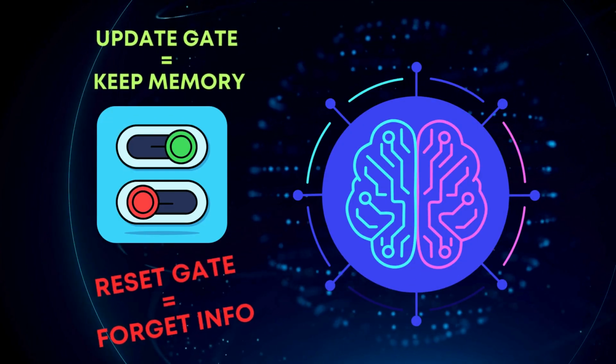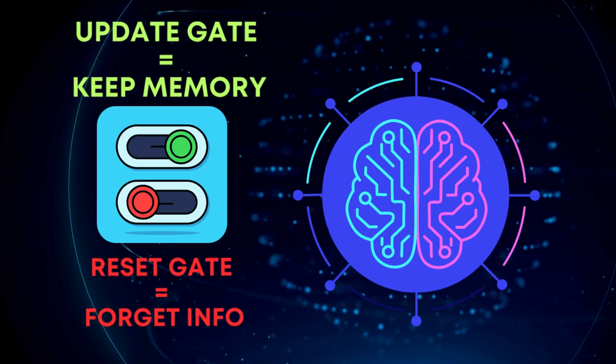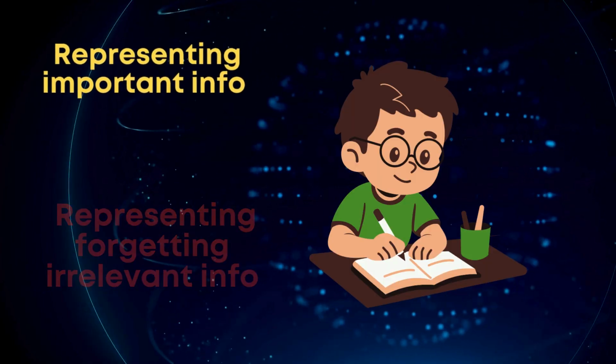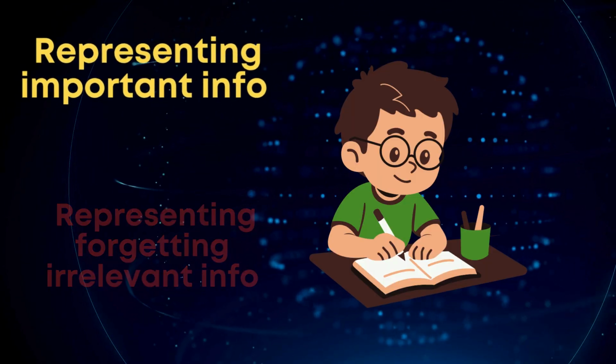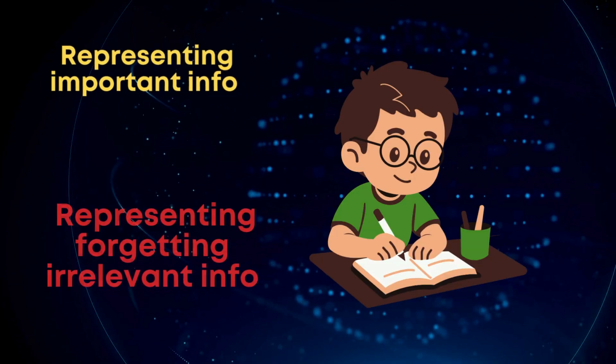Think of it like this. The update gate is like your brain deciding which memories to keep for tomorrow's exam. The reset gate is like forgetting irrelevant details you don't need anymore. Together, they keep the important stuff and remove the noise.